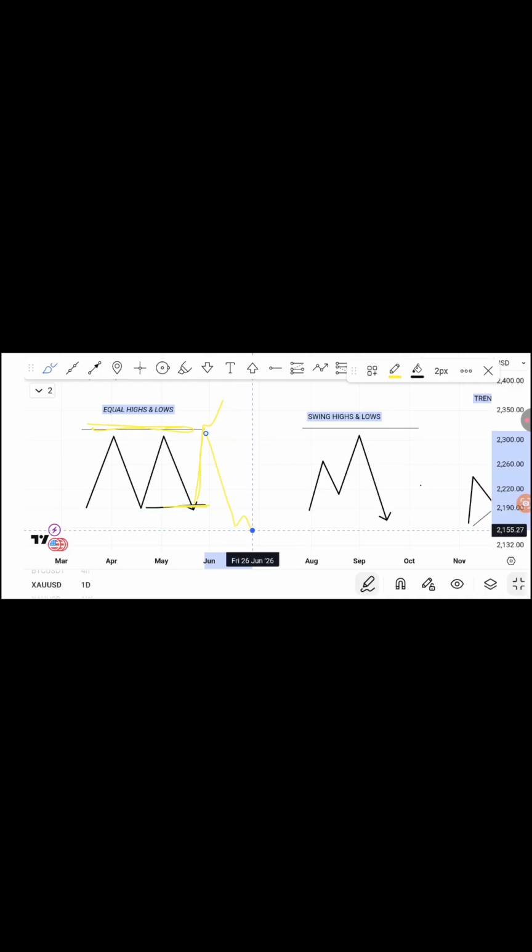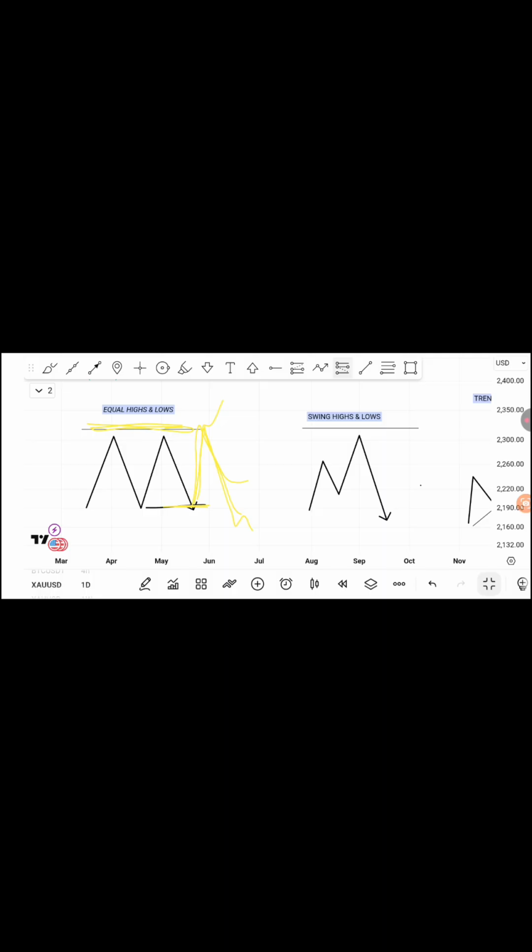So those that placed their buy orders here, those buy orders have been triggered and they have also been stopped out, right? And those that sold here and put their stop loss above this level, they have been stopped out too. So the market goes in the right direction, right? That's what the smart money does.